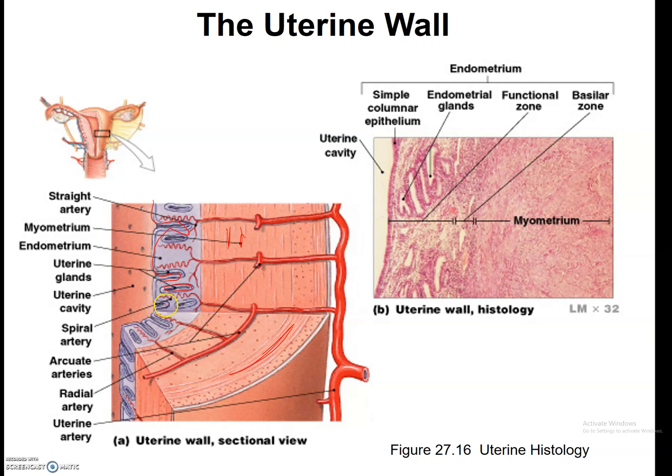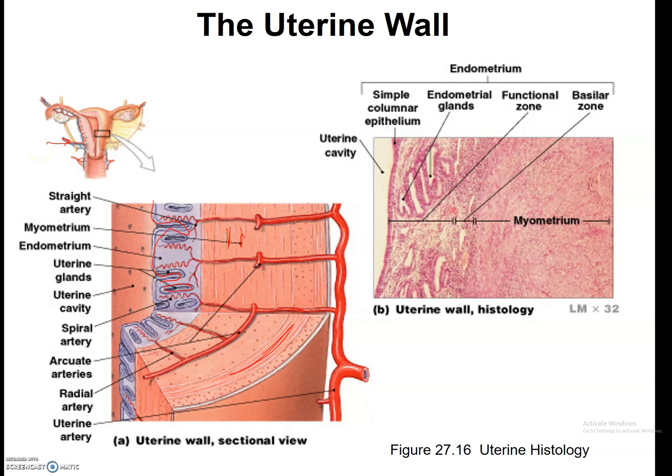The spiral artery is named the spiral artery because it looks like it's a little spiral. The arcuate arteries, the radial artery, and then here's the uterine artery, the large artery that feeds the uterus, and here's a part of the uterine artery right here on the left side that feeds blood to the uterus.